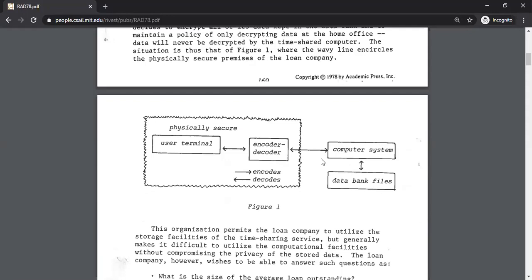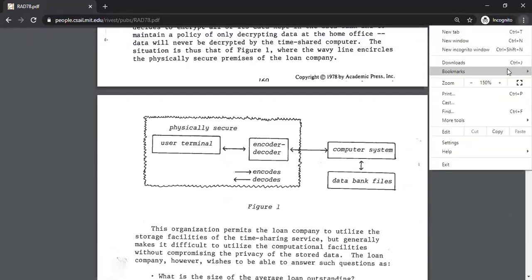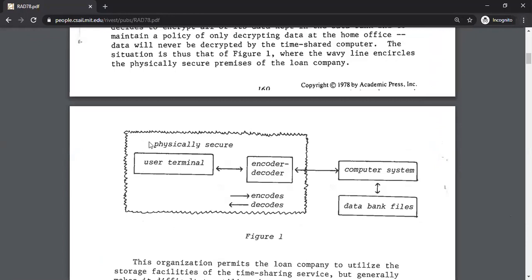For example, the figure that you're seeing, figure 1, shows a situation like this. You have your physical secure perimeter. Maybe you have a bunch of computers within this physically secure perimeter, and you're using a time-sharing system, which you can replace with a cloud computer if you want. On your right, you see the cloud computer. You store data in the cloud, so basically the data bank files are stored in the cloud.